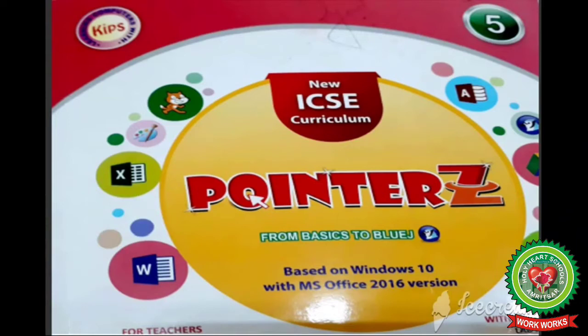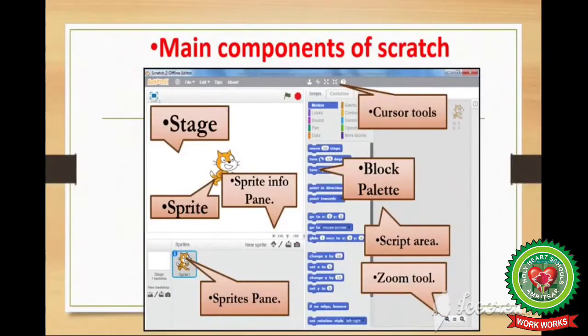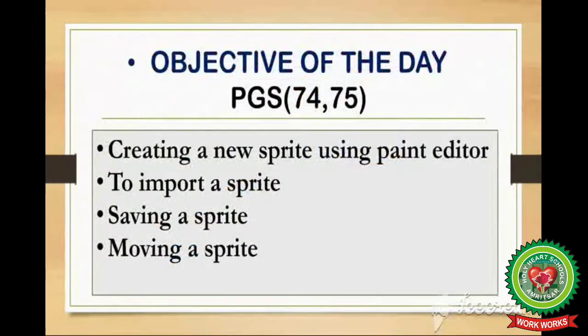In the previous session, I have discussed about the main components of Scratch such as Stage, Sprite, Sprite Info Pane, Cursor Tools, etc. Today I am going to discuss how you can create a new sprite using Paint Editor, how you can import a sprite, saving a sprite and moving a sprite.